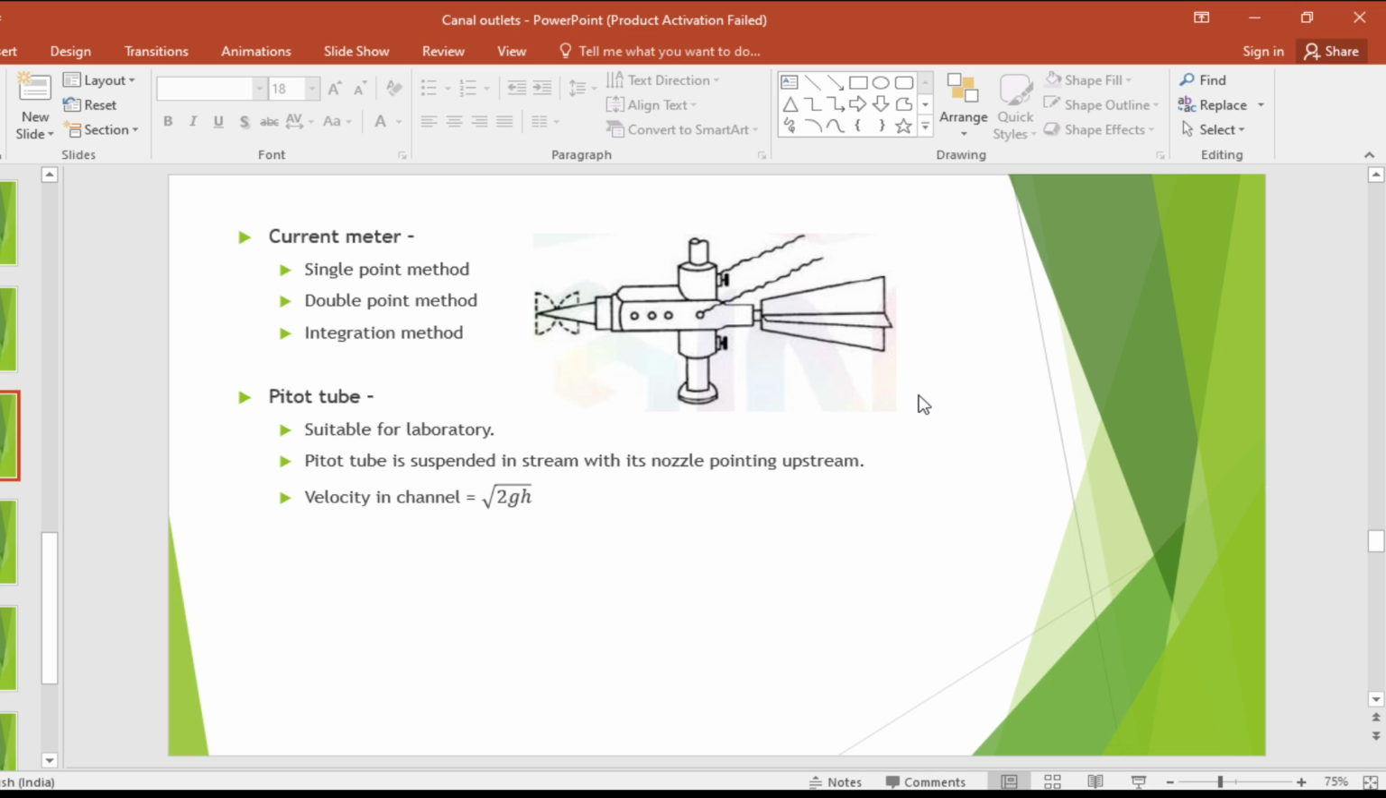Whereas on a large channel the current meter is suspended from a boat by means of a cable and is weighed down by a heavy streamlined anchor.